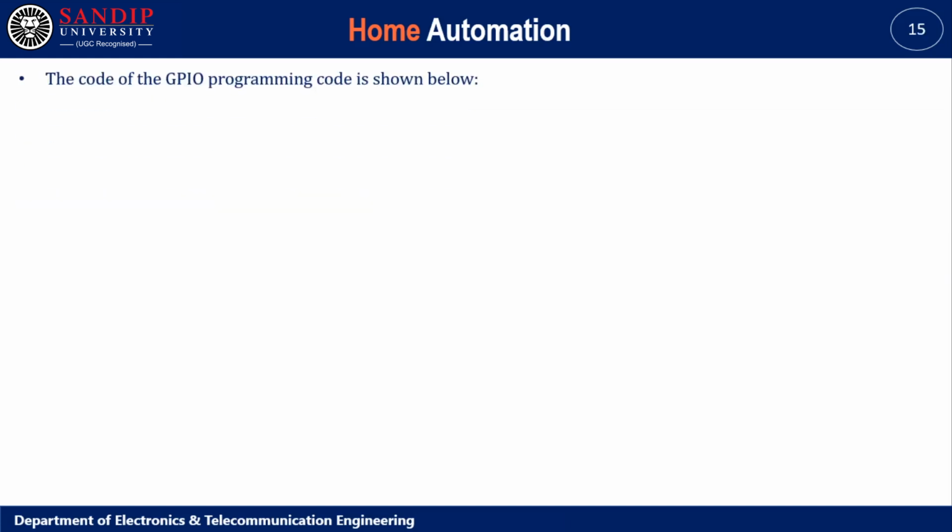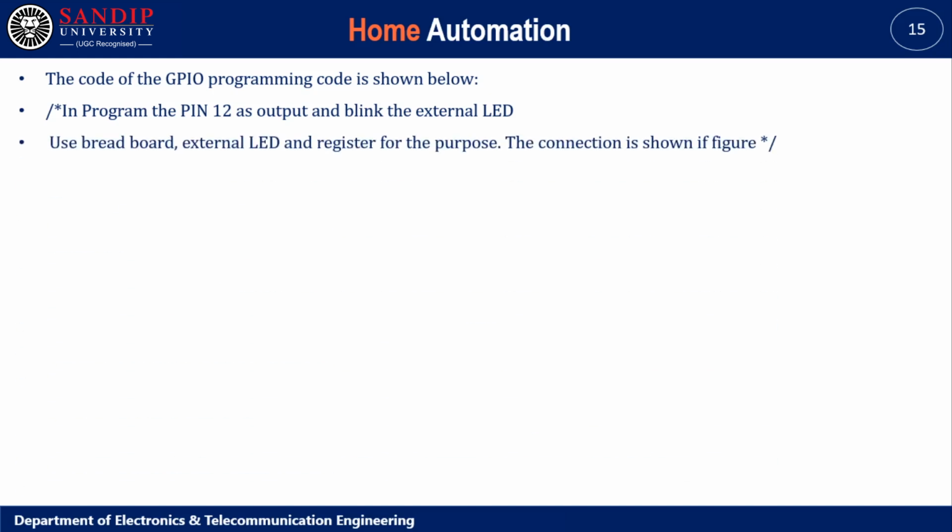The GPIO programming code is shown below. In the program, pin 12 is set as an output to blink the external LED. Use a breadboard, an external LED and a resistor for this purpose. The connection will be shown in the figure next.